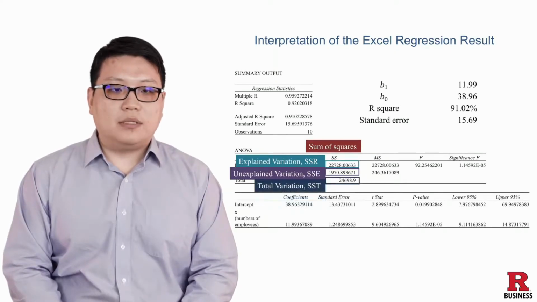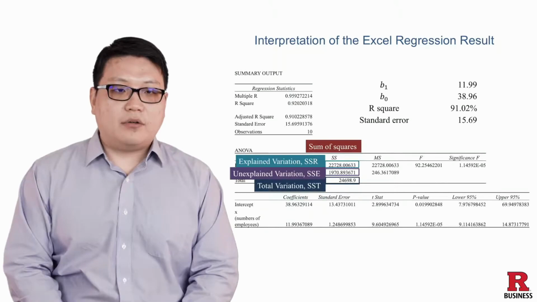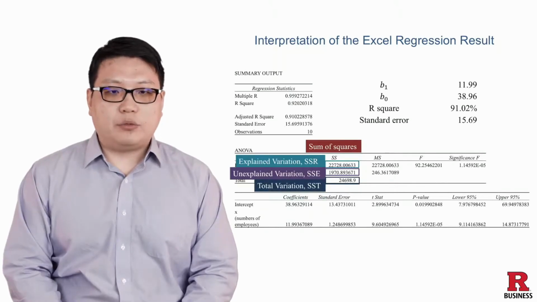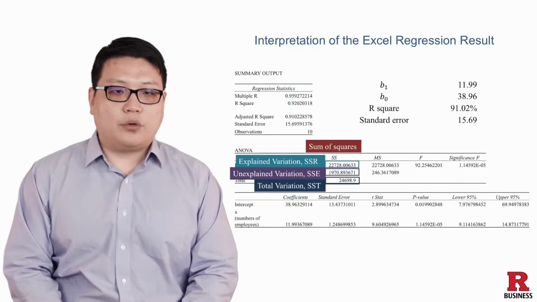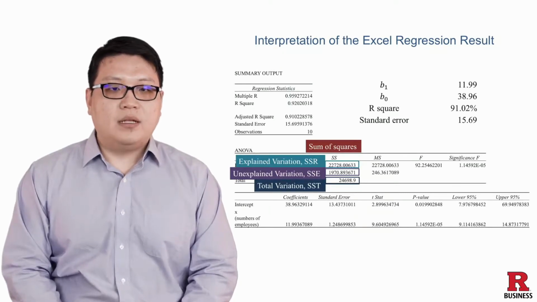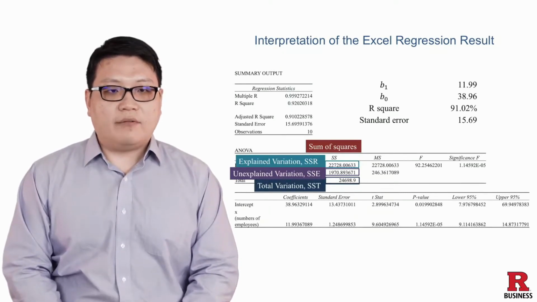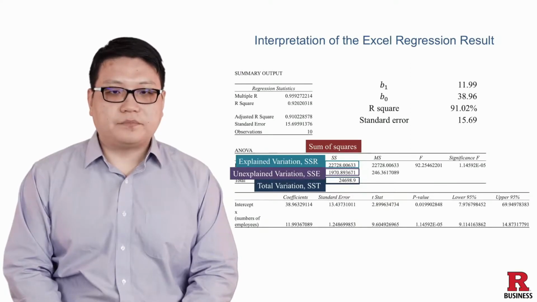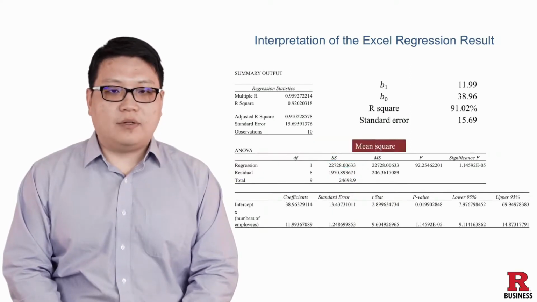And finally, if we include both explained variations and unexplained variations, we can get this total variation. So that's the SST, sum of squares of total variations. So as a matter of fact, if you use explained variation SSR divided by the total variation SST, you can calculate R square. Mean square stands for the squared mean.